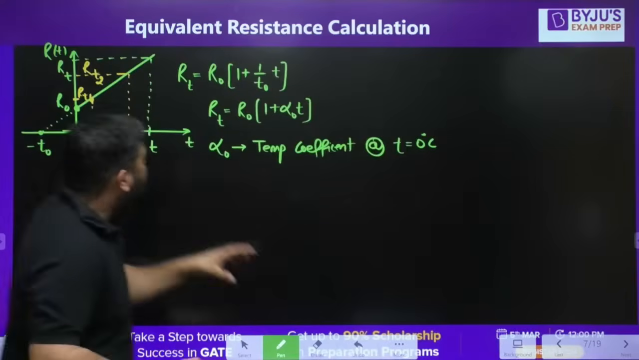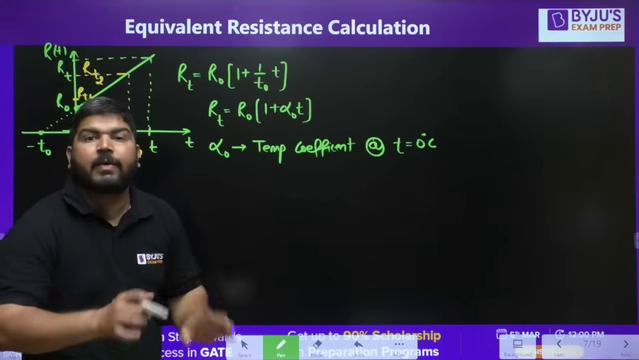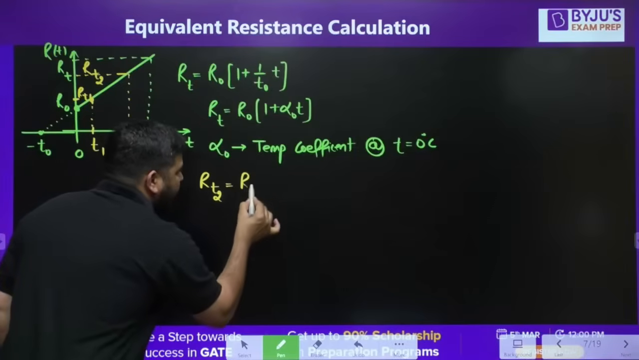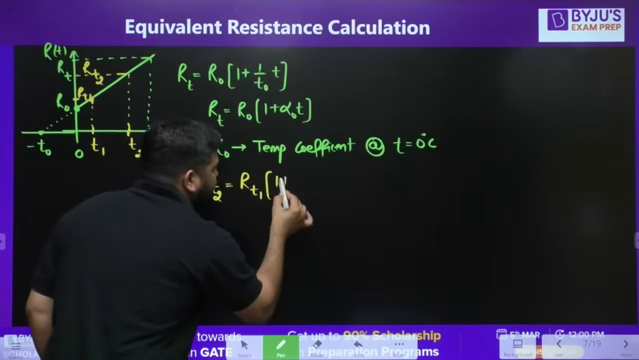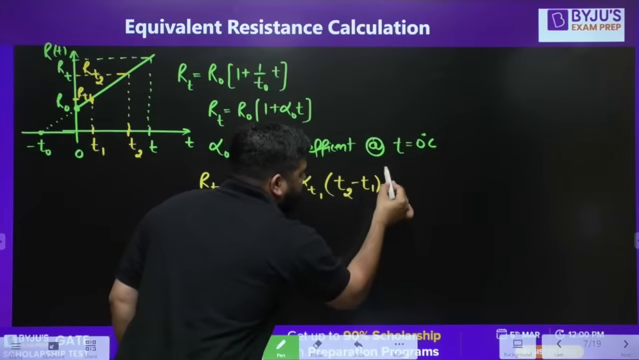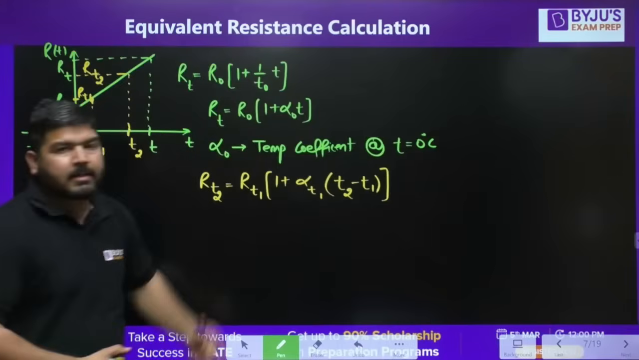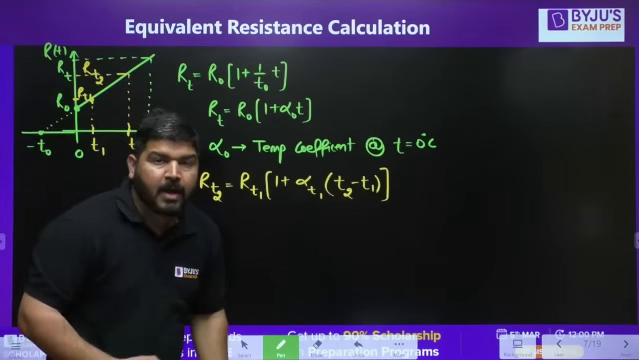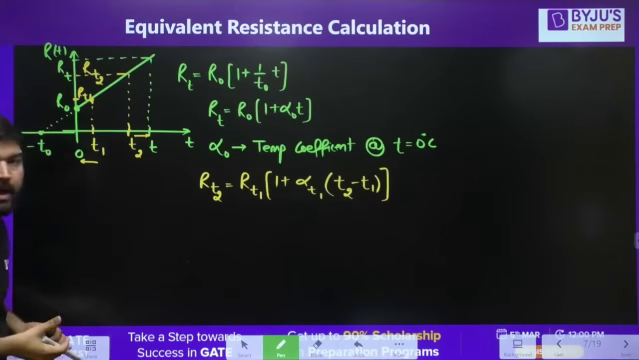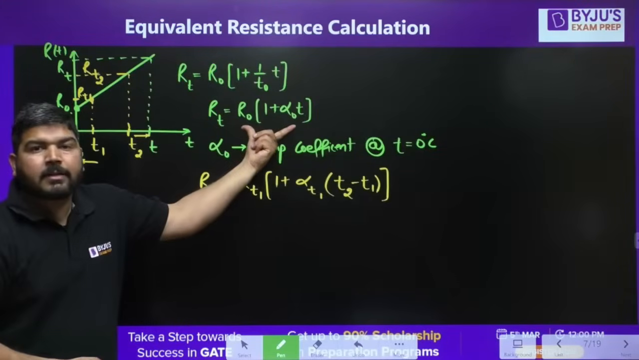Now how should I write this equation? How should I change this equation? It's very simple, guys. RT2 is equal to RT1 into 1 plus alpha T1 into T2 minus T1. Okay, this will be the equation now. And you can check that this will also satisfy this relation. How to verify? It's very simple. You can take T1 as 0 and T2 as T. If you put T1 as 0 and T2 as T, then this relation is valid, na?